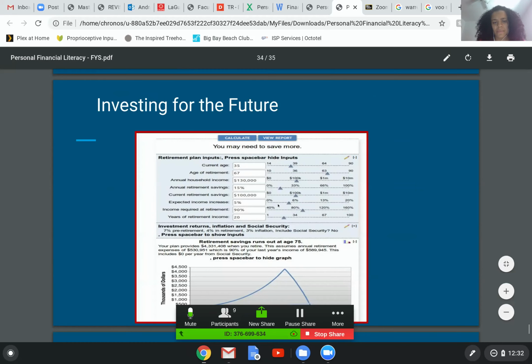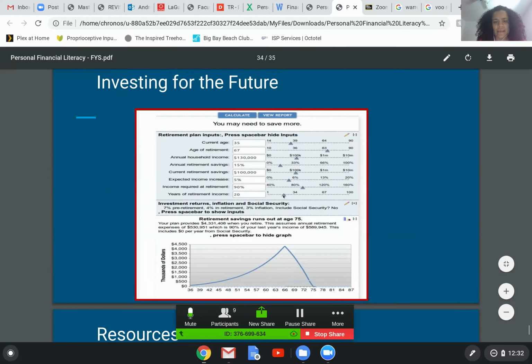This is bankrate.com. You can actually go in and punch in numbers and see what it tells you about retiring. So if someone was 35 today and they were planning to retire at 67, and their household income is 130,000 a year, and they're saving the recommended 15% of their income per year for retirement, and they only have 100,000 in retirement savings, which is low considering what we just heard. And this is what they expect the income to increase by. This is how much money they'll need at retirement. They think they'll still live until 87.